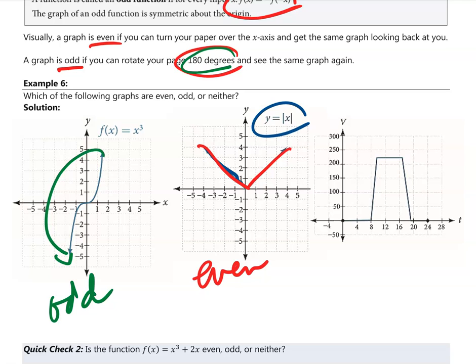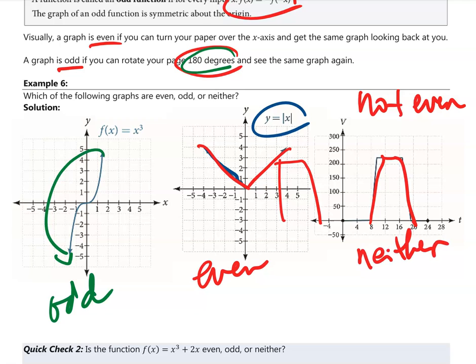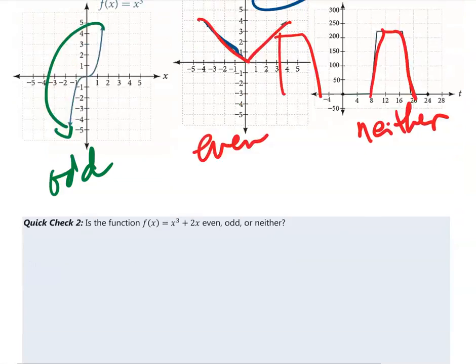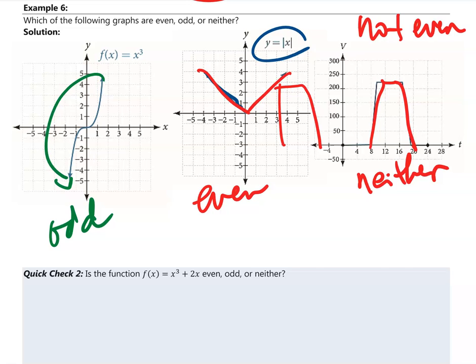How about the third one? This, you don't see this on this side, so definitely not an even. And can you turn this 180 degrees and you will still get the same? No. So this is not an even, not an odd function. Okay, that's what you do when you have graphs.